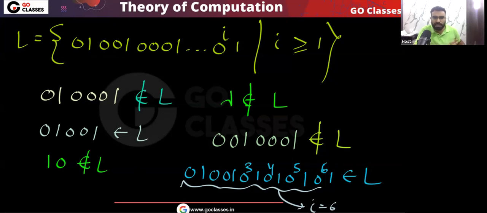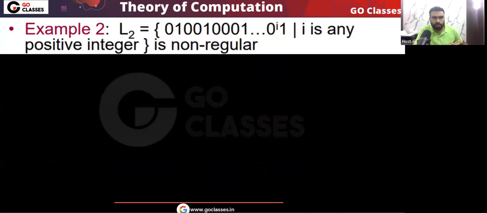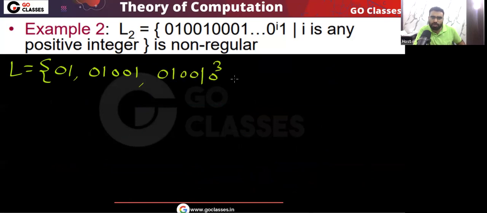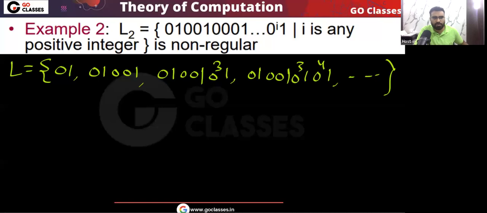Now, after understanding the language, let's solve this question. What do you think, is this regular or not? What do you think about this language? We have seen what the language is: 01, 001, 0001, and so on. Is this language regular or not? This language is not regular, yes or no? There is a comparison here. Can anyone tell me where the comparison is?